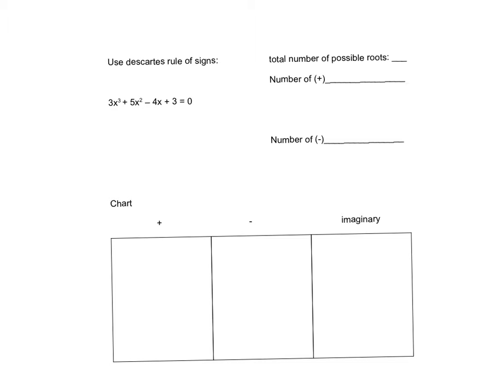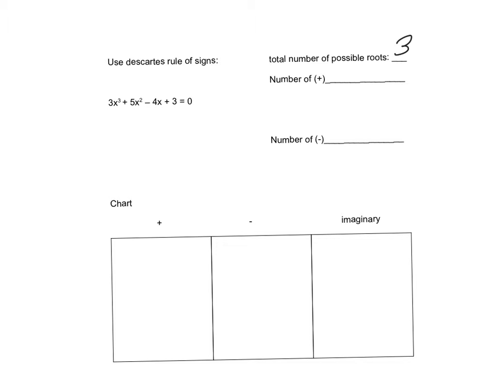Okay, I'm going to use Descartes' rule of signs to determine the number of positive, negative, and imaginary roots. What this tells you is how many you could possibly have. It does not tell you what the answers are, but it tells you how many possibly you could have. So to figure out how many possible roots I should be expecting, I always want to look at the highest exponent. In this case, my highest exponent is 3, so my total number I could possibly have is 3.